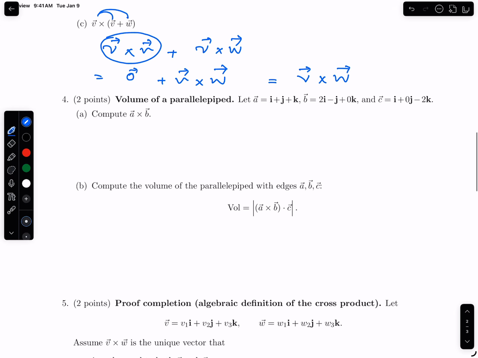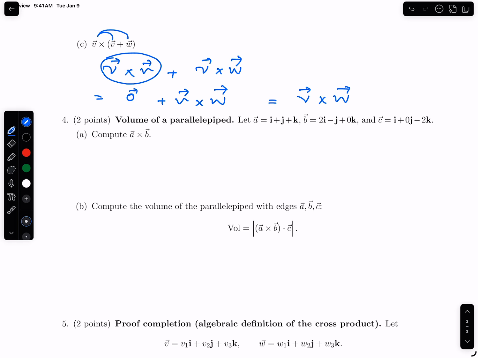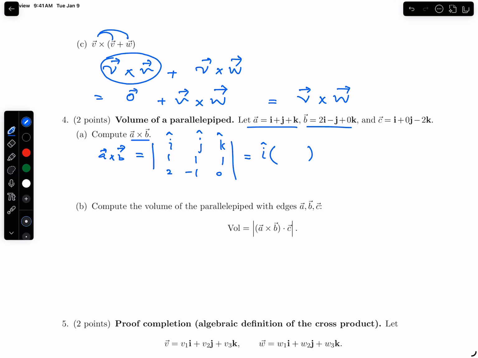Okay. So the next thing is we have to find the volume of the parallelepiped. So first of all, we are going to compute what is A cross B. So this is vector A, this is vector B. A cross B would be, again, determinant ijk, and then 1 1 1 coming from A, 2 minus 1 0 coming from B. So I'm not doing everything here, I'm just writing my answer.